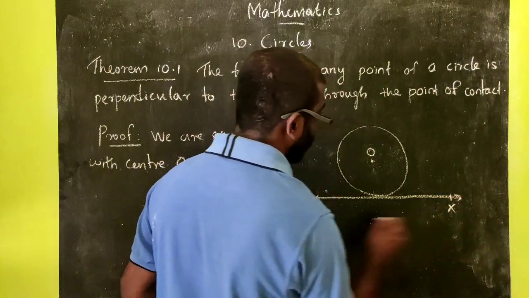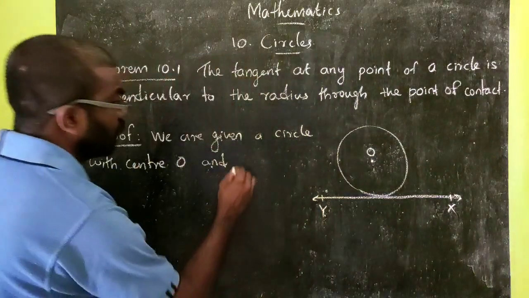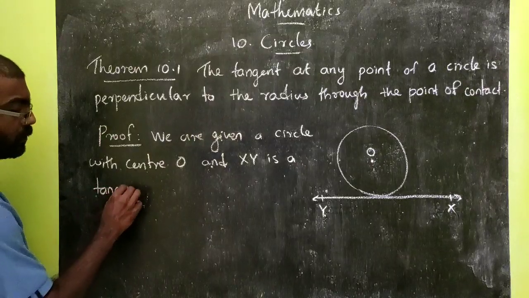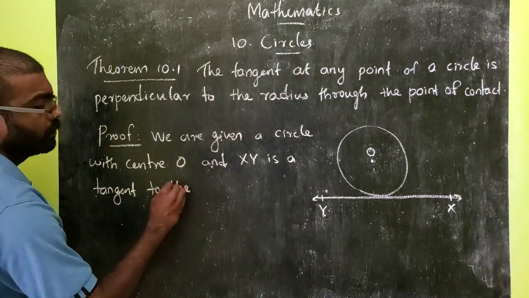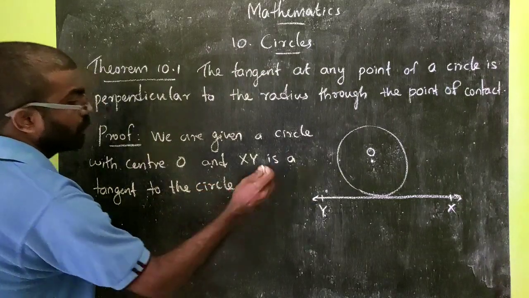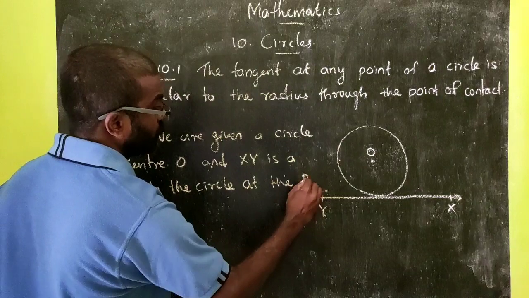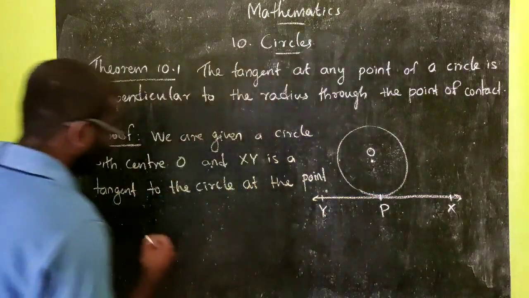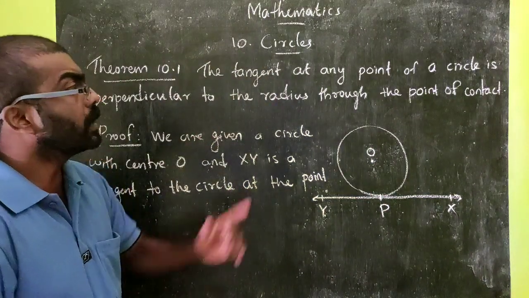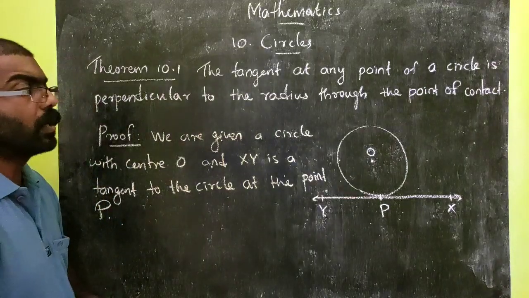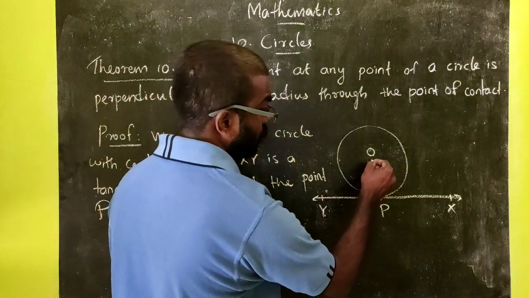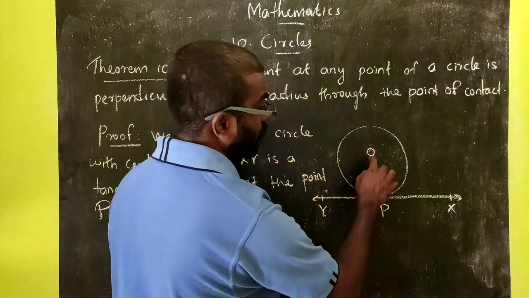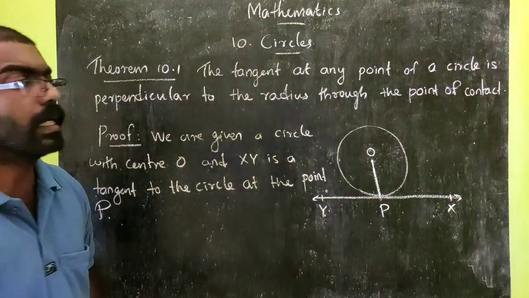So we can mark it as XY. XY is a tangent to the circle at the point. Here we can mark the point of contact as P. At the point P, we have to prove the tangent at any point of a circle is perpendicular to the radius through the point of contact. So we can join this radius OP, and we have to prove this line OP is perpendicular to XY.